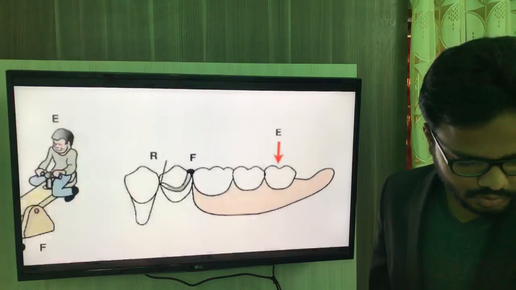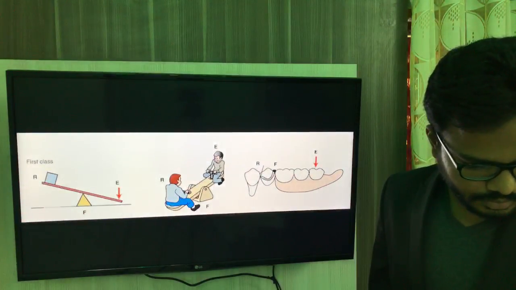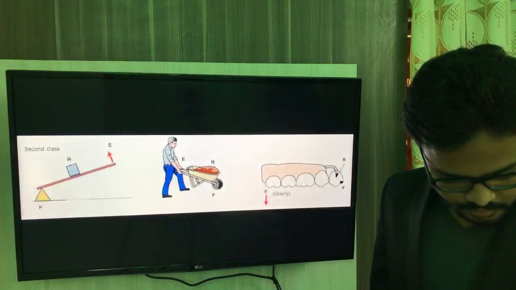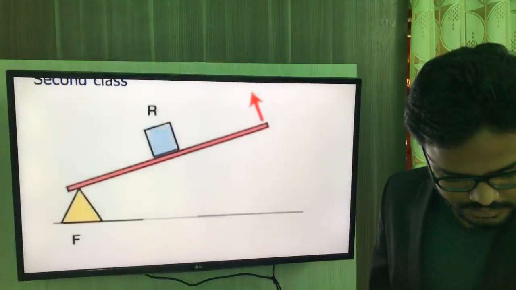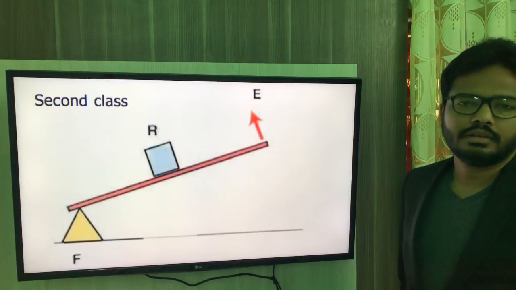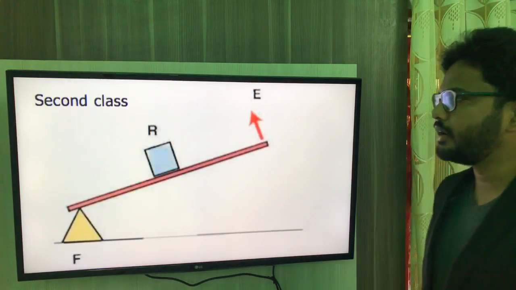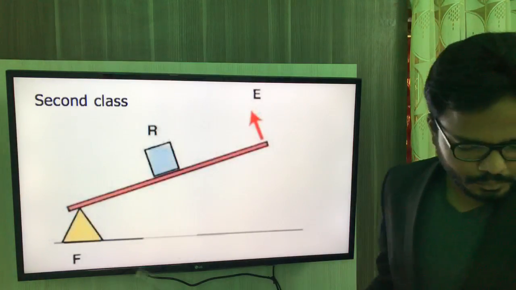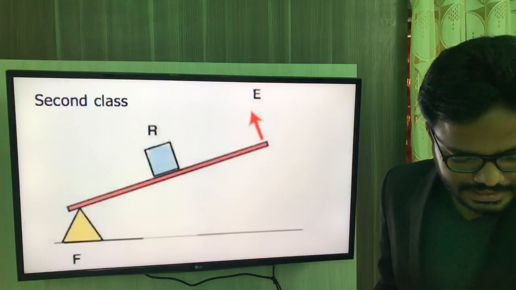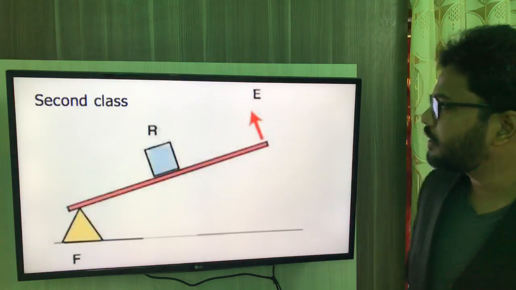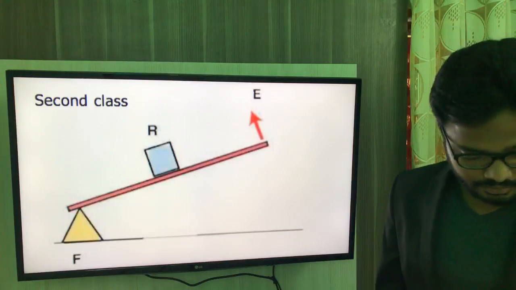So now let's move on to the next one. This illustration is for your second class, class 2 of lever and fulcrum. As you can see here, resistance is in the center with fulcrum and effort in the opposite directions, right?